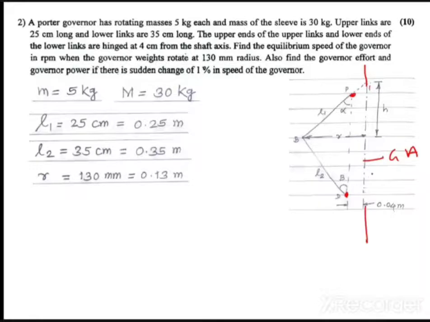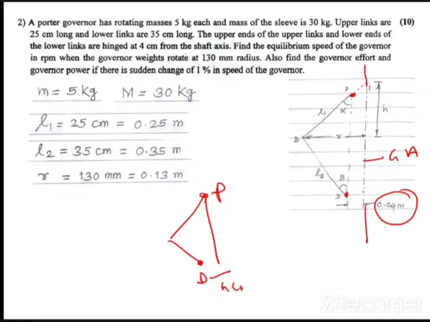Now they are not lying on the governor axis, but they are lying at a distance of 0.04 meter. See, in the notes, I have solved the same problem, but in that problem, the point P is lying on the governor axis and point D is lying at a distance of 4 centimeters. So this is case number 3. As I earlier said, case number 1 is both the points, point P and point D.